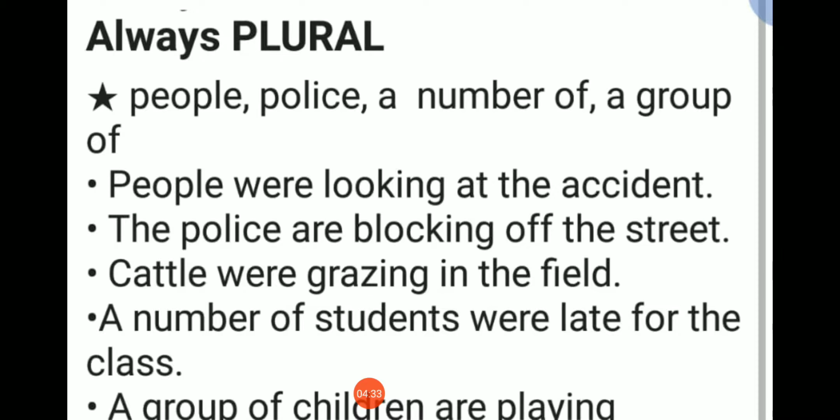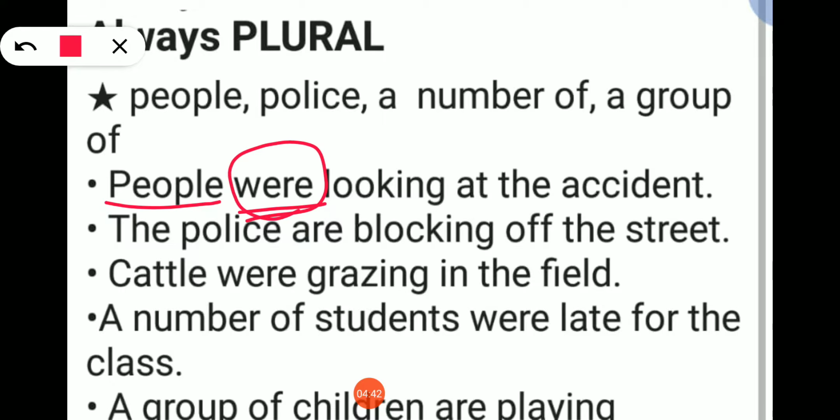Now here we have got people as the subject. What is the verb here? Were. Here were is a past plural auxiliary verb.